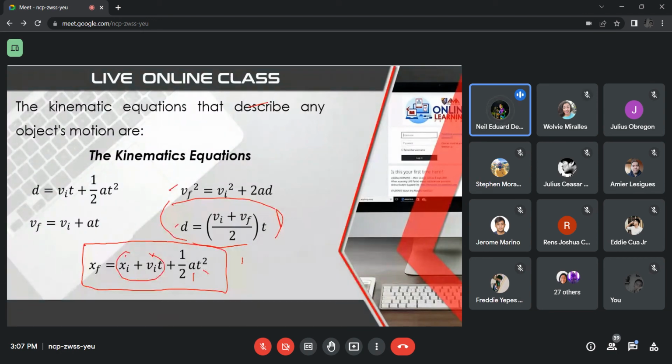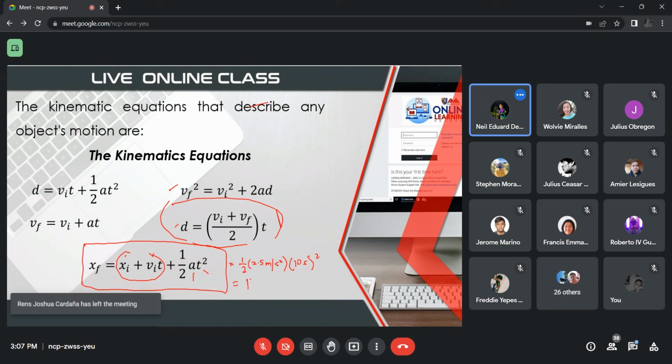So this is 1/2 times 2.5 meters per second squared. And then our time is 10 seconds, squared. So if we simplify all of that, 1/2 times 2.5 times 10 squared, which is 100. So it's actually 125 also. And our unit is meters.